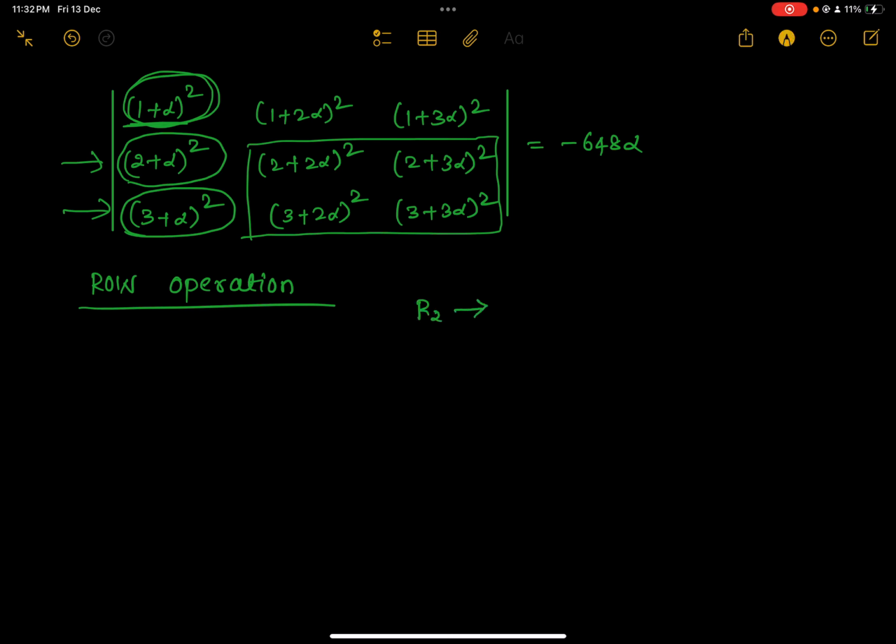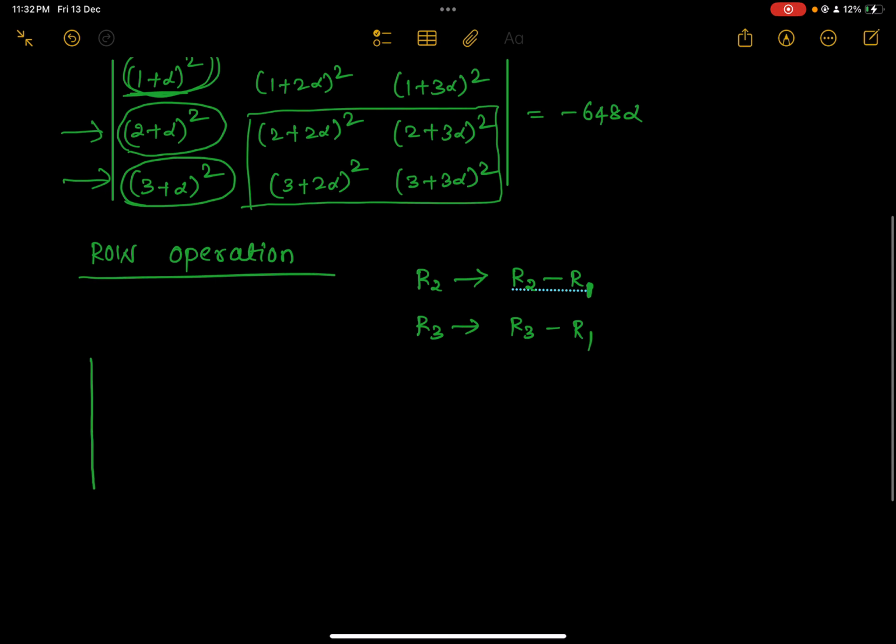To do that, let us first apply a row operation. We are applying the operation on row 2, r2 minus r1, and for row 3 also, r3 minus r1. You can always do this. This is a very formal way of doing it. So this is all the same, 1 plus 3 alpha whole square. Now r2 minus r1, so that will be 2 plus alpha whole square minus 1 plus alpha whole square.